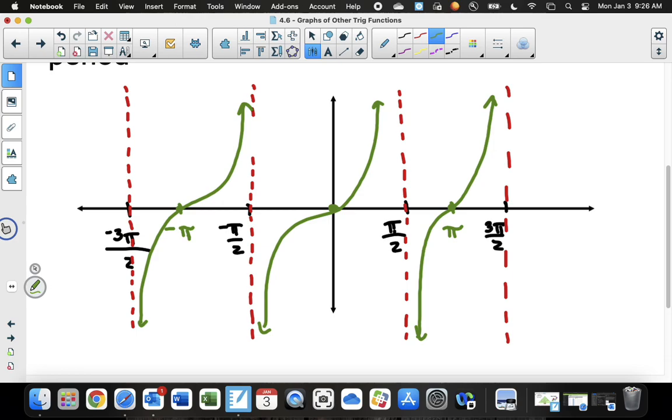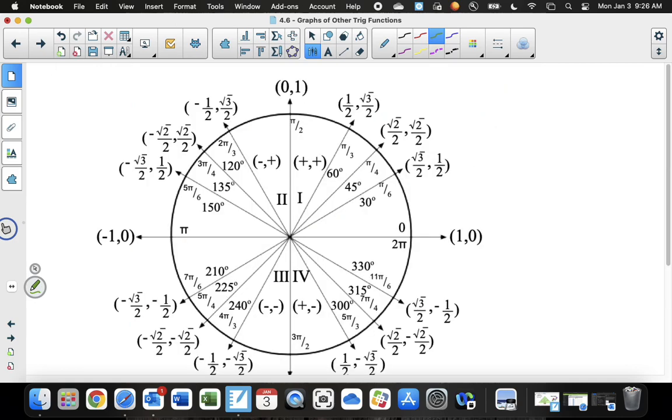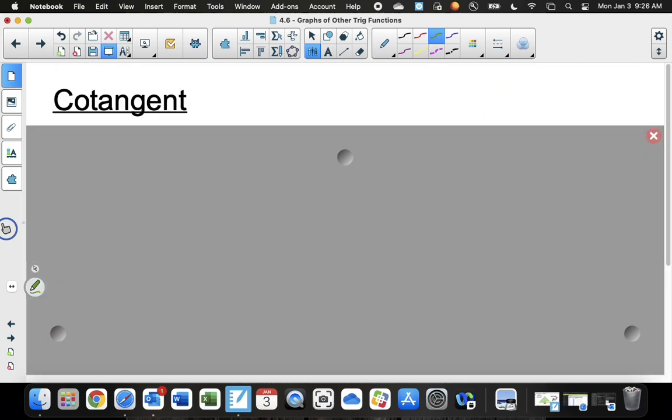Good news is there's only two differences with cotangent. The asymptotes are going to move to a different spot. We'll talk about why. And then the shape of the graph is just a little bit different, but not much. So let's actually go to the next part. Let's go to cotangent.